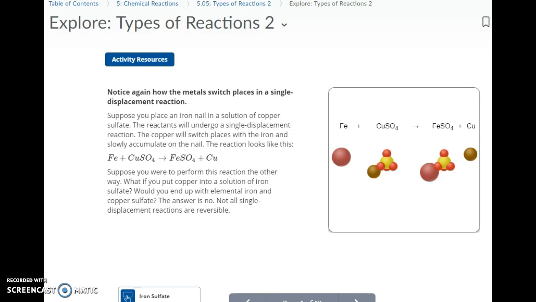Suppose you were to perform this reaction the other way. What if you put copper into a solution of iron sulfate? Would you end up with elemental iron and copper sulfate? Now, on first thought, you might think, okay, positive and negative, yep, they can switch places. In this case, which you weren't expected to know ahead of time, it is no, not all are reversible. So sometimes they can reverse and go backwards, but not always. This is a case of when they can't.